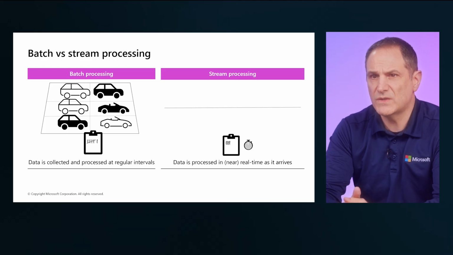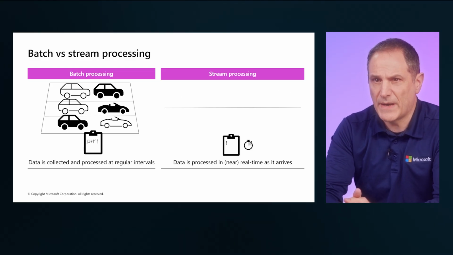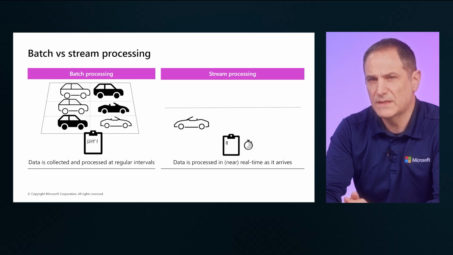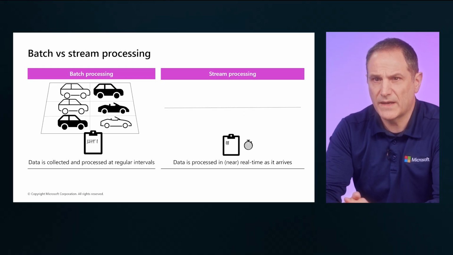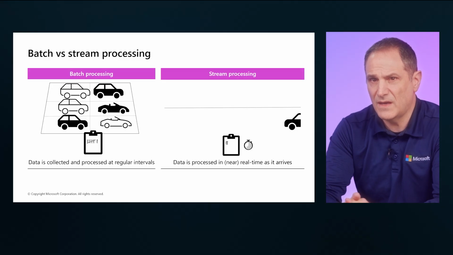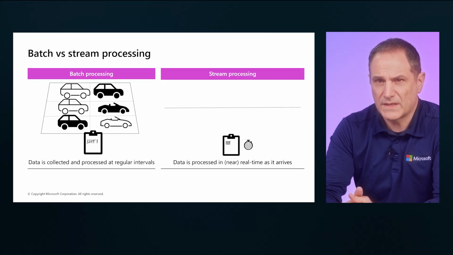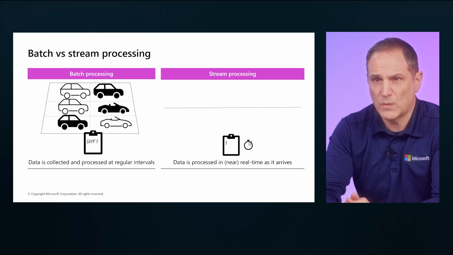For example, imagine you want to analyze traffic by counting cars on the road. The batch approach would be like collecting all the cars in a parking lot and counting them later all at once. You get accurate results, but only after waiting for the data to be gathered.